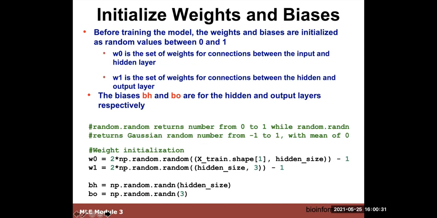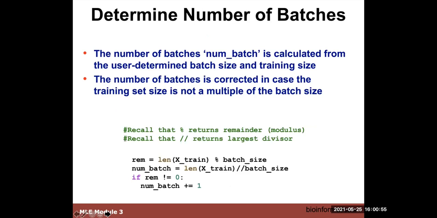We're going to initialize our weights and biases in our weight matrices. These are typically random numbers between 0 and 1. You can see how we've got the random functions called. In some cases we've got a random set, another one is a Gaussian random number that we're using for the biases. So the biases can be positive or negative.